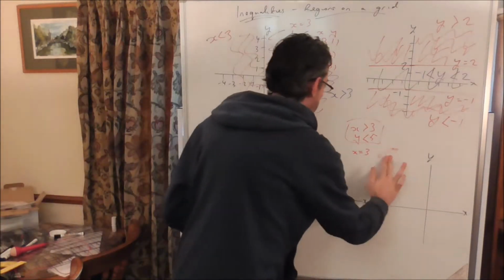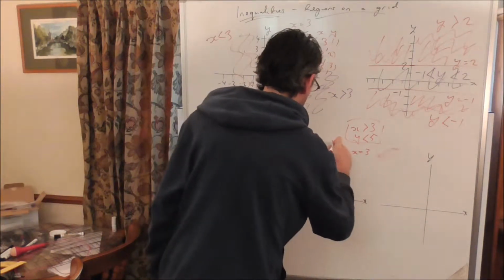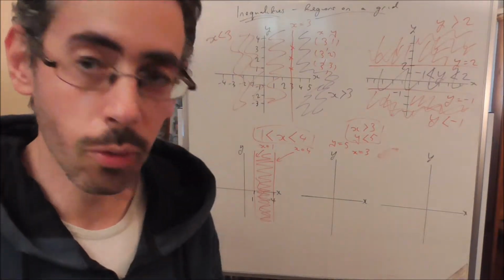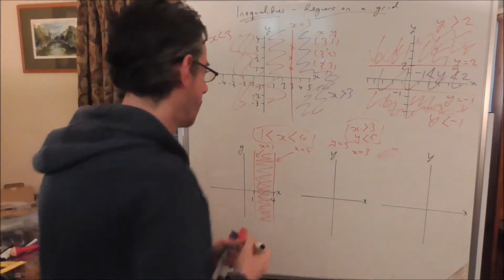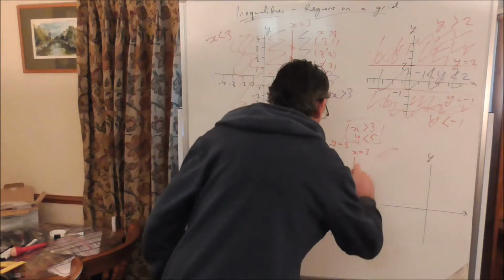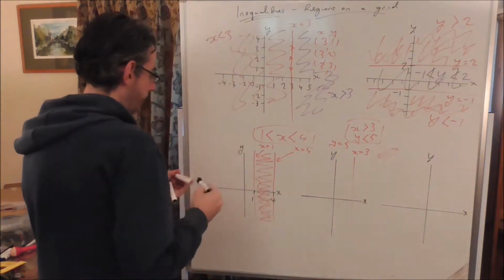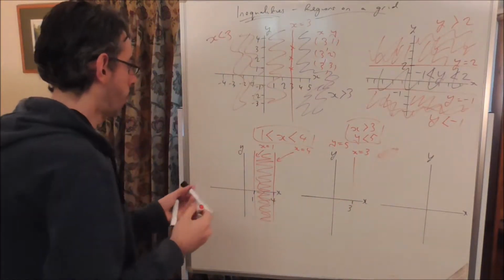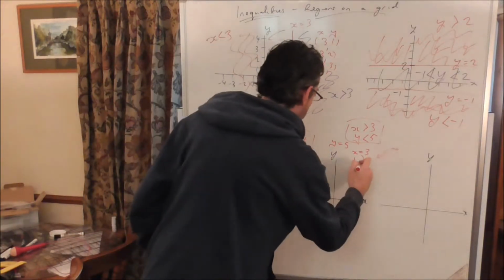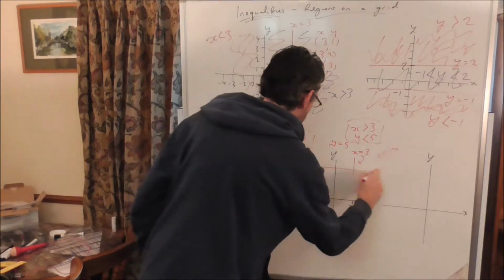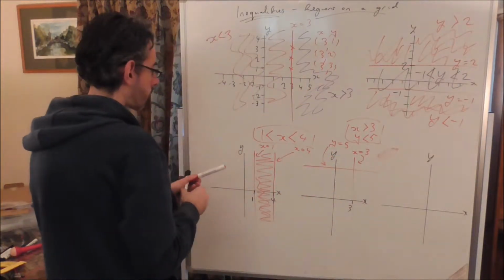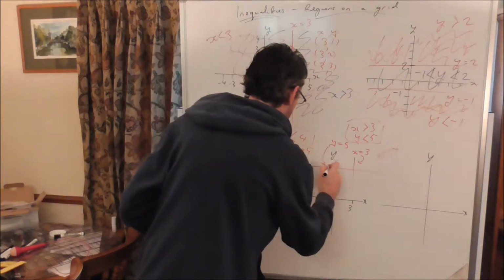Actually, I'll just put it a bit further down and then we'll decide which region to shade. I'll just write it over here, y equals 5. So x equals 3 is a vertical line going through 3 on the x-axis. So let me draw that. That's the line x equals 3, going through 3. And y equals 5 is just a horizontal line going through 5 on the y-axis. So that's the line y equals 5.